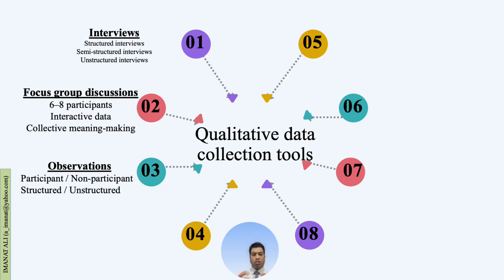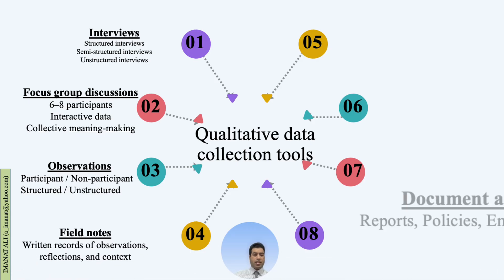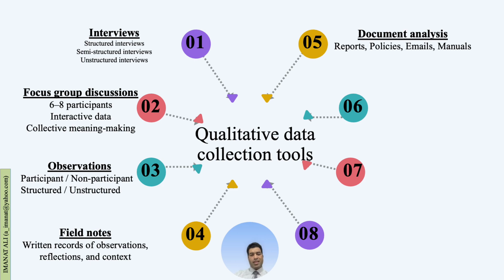Structured means already planned, a checklist for observation. Unstructured means unplanned observation, just note down the phenomena. Field notes are a written record of observation, reflection, and context. Document analysis, like reports, policies, emails, and manuals, can be analyzed.